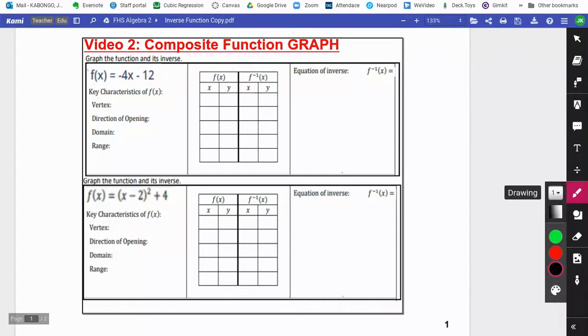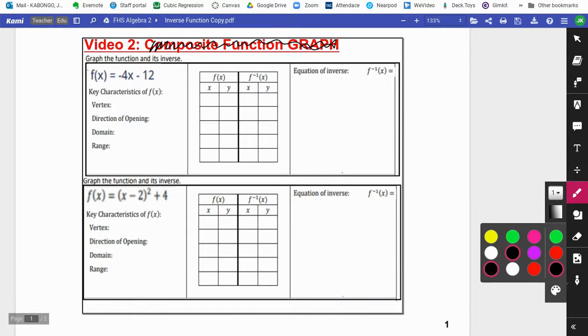Kabongo from the Congo. All right, so with this video two, first of all, wrong title. You can cross that out. This title is just, now we're doing inverse. You're able to do composite. Now you're doing inverse, okay? All right, so this is how you're going to do this.